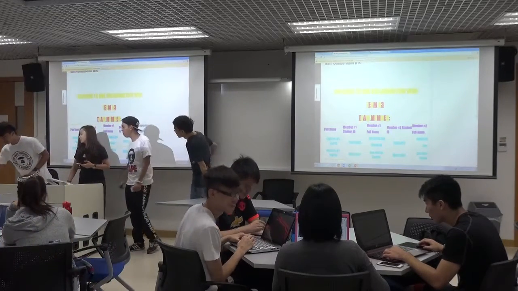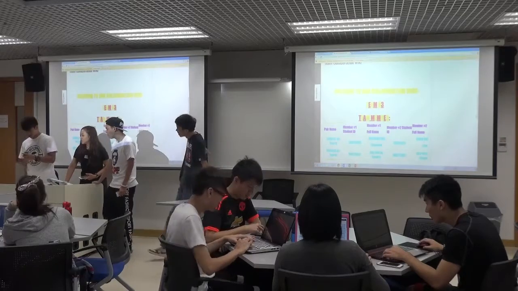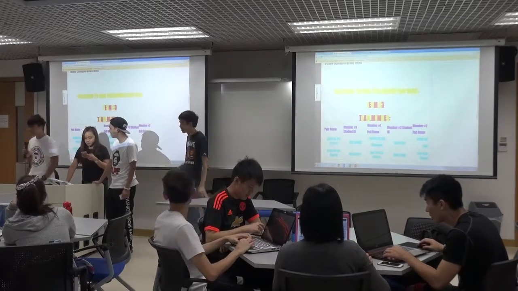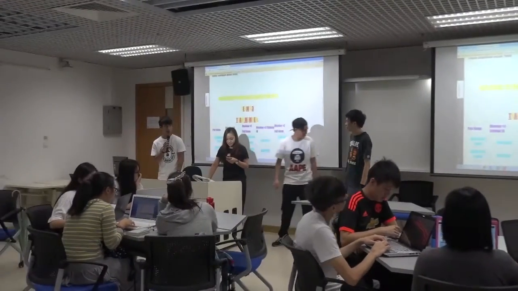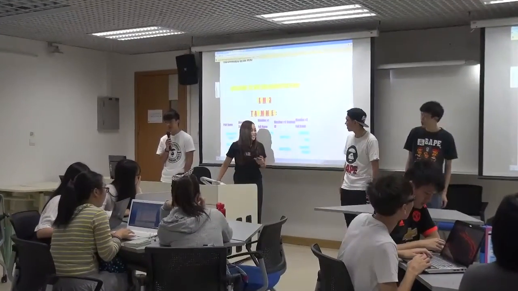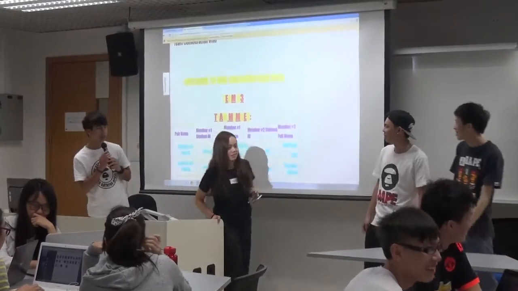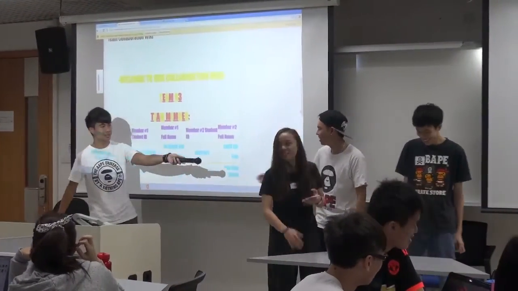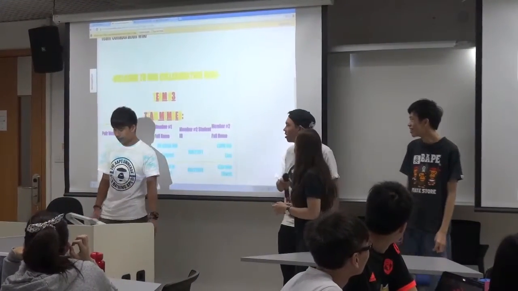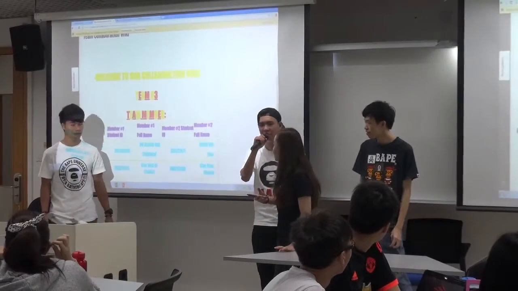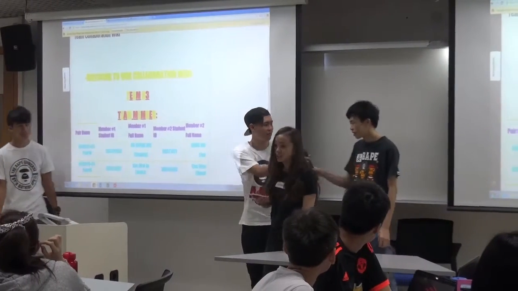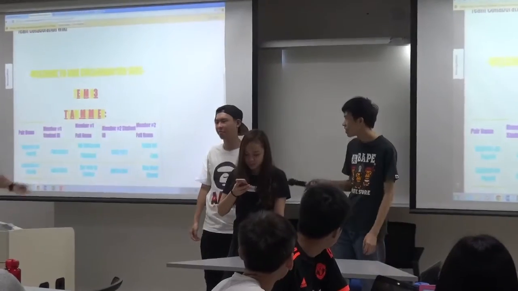Team-based presentations for learning contract number 3. Hello, we are team number 3. And I'm Stanley. I'm the leader. And she is Dorothy. I'm Jackie. And John. Welcome.